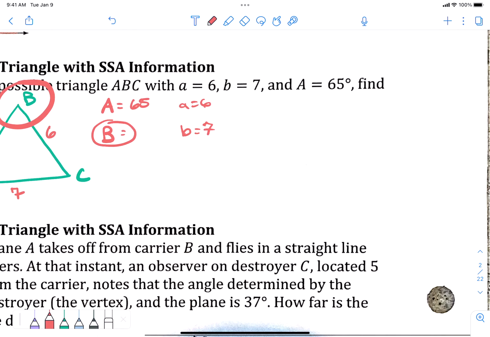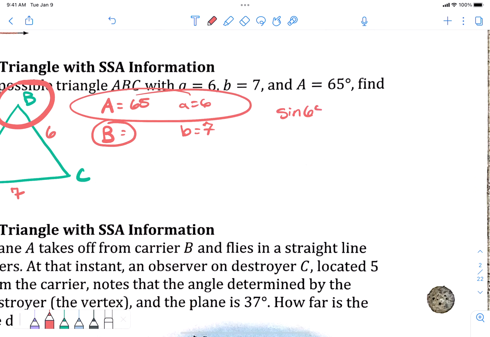Still do the law of sines. Let's group what we know, okay? Sine of 65 over 6 equals sine of x over, I'm going to call it sine of B. You can call it x, I don't care. Sine of B over 7.